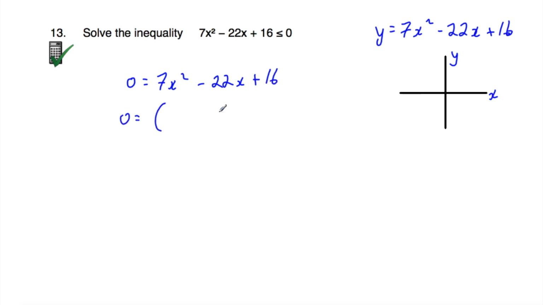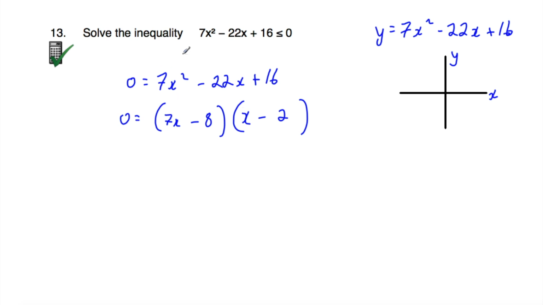So 0 equals bracket, bracket, and let's go for 7x in one bracket and x in another bracket. We want to find two numbers that multiply together to be 16, and that when we expand our brackets, we get minus 22. Because they multiply to be positive, they're both going to have to be negative, since they can't both be pluses. So I'm thinking if we put a minus 2 in here and a minus 8 there, that would work. Let's just check.